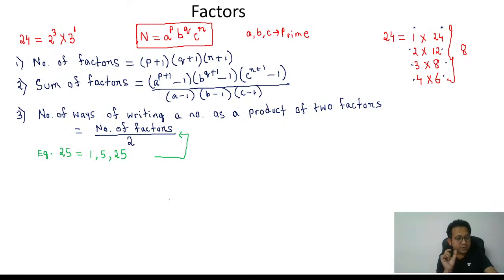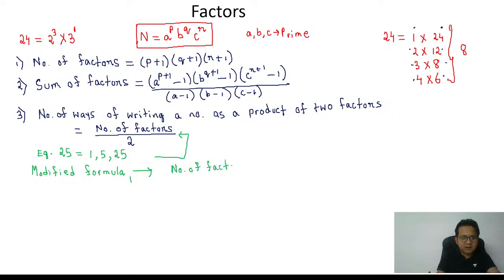So what should I do? Be very careful here. If the number of factors is odd, it will not be perfectly divisible by 2. In that case, the formula should be modified. How will you modify the formula? The formula will be modified as (number of factors plus 1) divided by 2, or (number of factors minus 1) divided by 2. You will have to apply one of these.